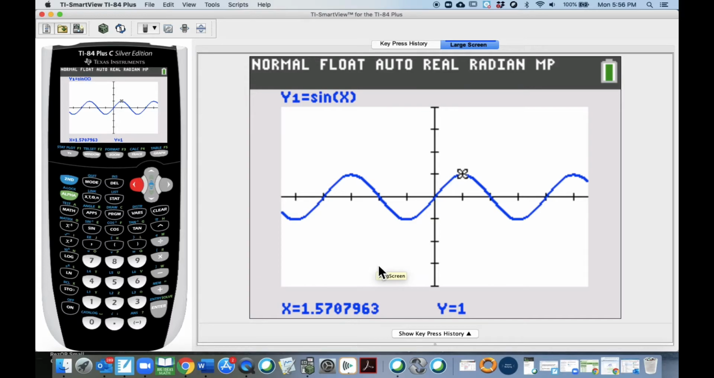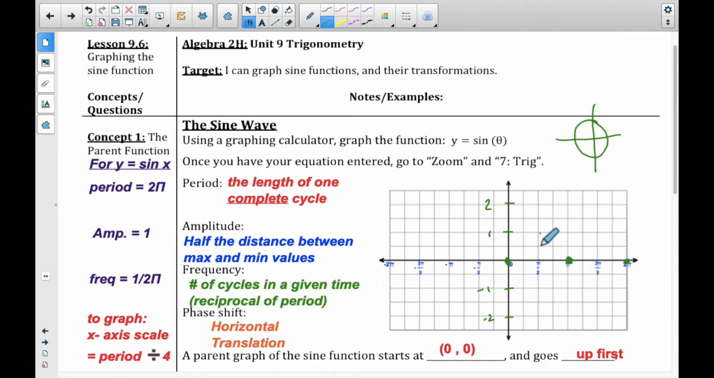So let's go back to our paper. I'm going to put a point here at pi over 2, 1. Another one down here at 3 pi over 2, negative 1. And then I've got the one here. And so when I connect these, I'm going to connect them with a wave pattern. Don't make it a V. It's not a V pattern. It is a wave pattern like this.